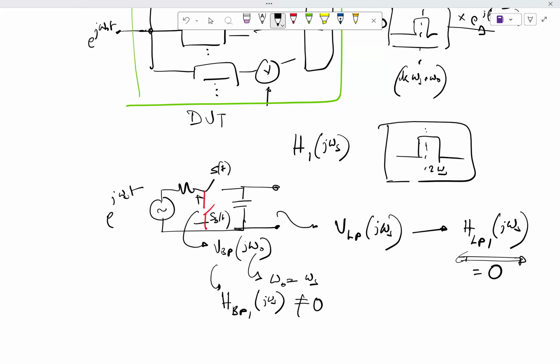So firstly, HBP1 j omega s is not equal to 0. I'm saying that HBP1 j omega s is not equal to 0. Do you have any doubts about that? I'm seeing some of you nodding, some of you confused. We have seen mathematically it won't be zero. But how can we see that intuitively? Intuitively, how do you know whether it will not be zero?